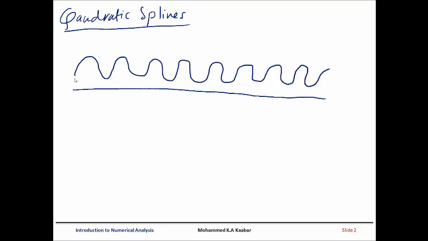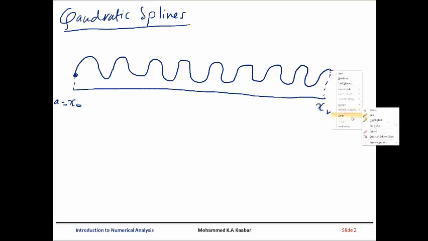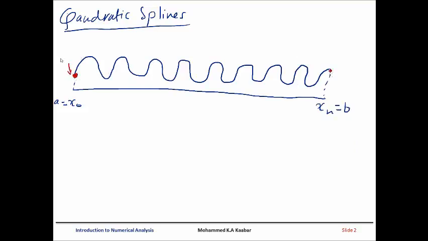This is A, the endpoint at x equal to 0. This is B, xn. Let me call it xn, any number equal to B, the last number. Let me use another color. These two points are called endpoints. Endpoint one, the first endpoint, and the second endpoint.